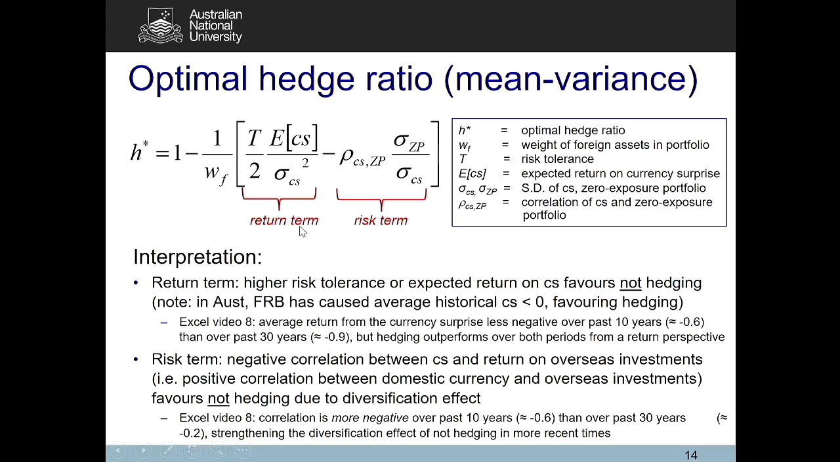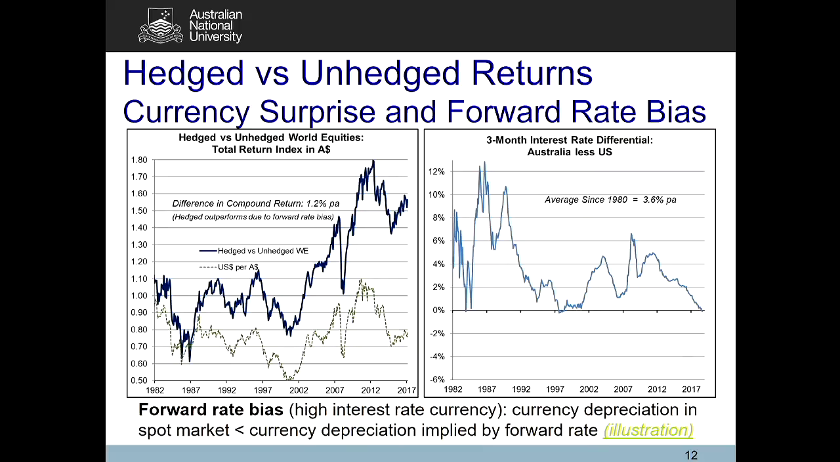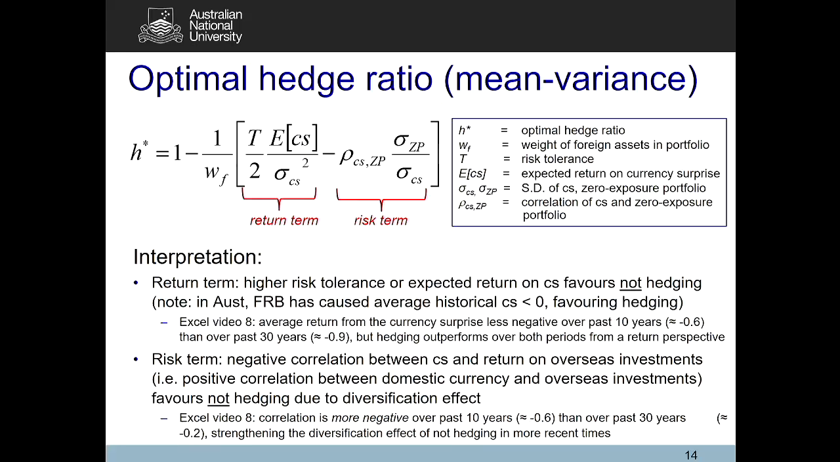Now, in Australia, though, the average return to the currency surprise has been negative because of the forward rate bias. That puts you in favour of hedging, because if this is negative, you've got a double negative when you expand the brackets, pushing up the optimal hedge ratio. And you're going to see that in Excel video 8 if you haven't done it already, right? Over the past 30 years, the average return from the currency surprise has been negative 0.9. You saw over the past 35 years, from this previous graph, the average return from the currency surprise was about negative 1.2. Over the last 10 years, it's been about negative 0.6 per annum.